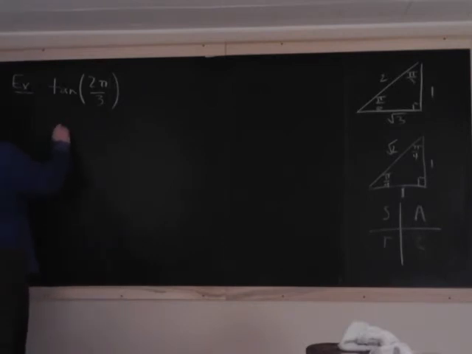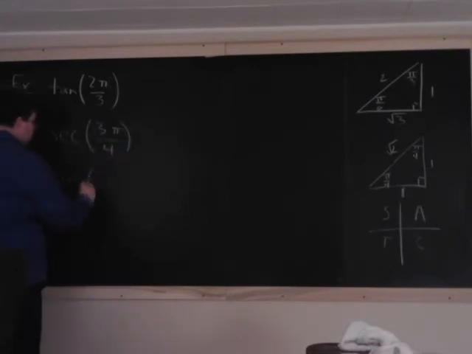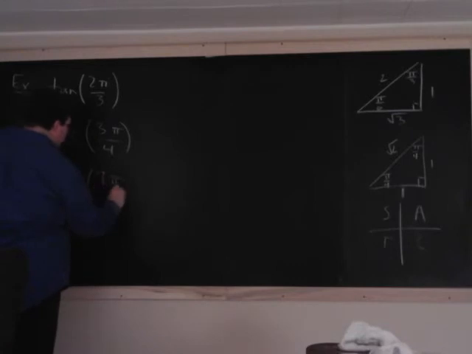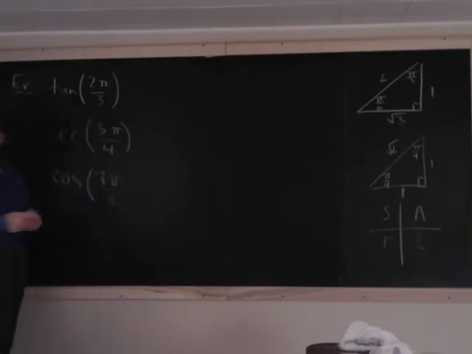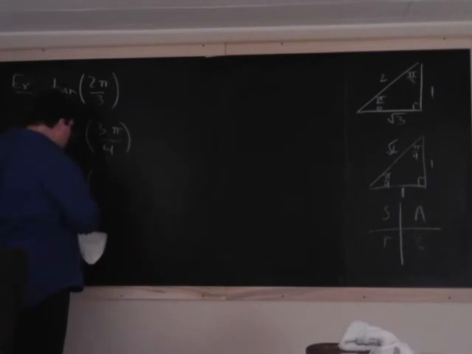Evaluate these. Secant of 3 pi over 4 and cosine of 7 pi over 2.